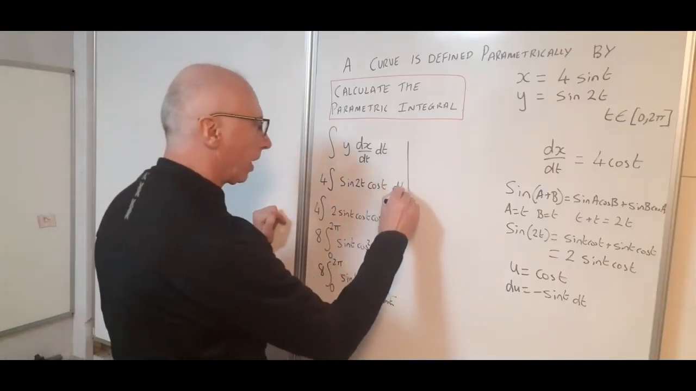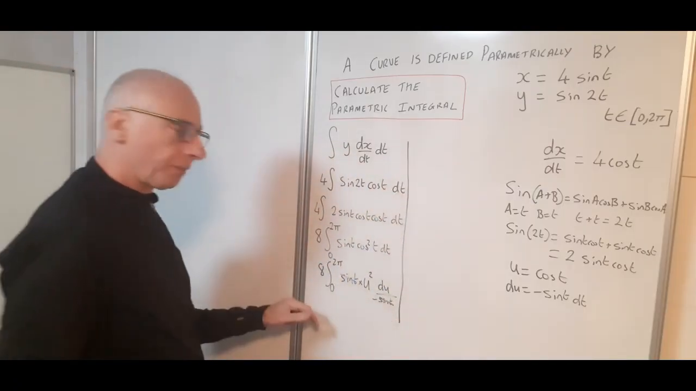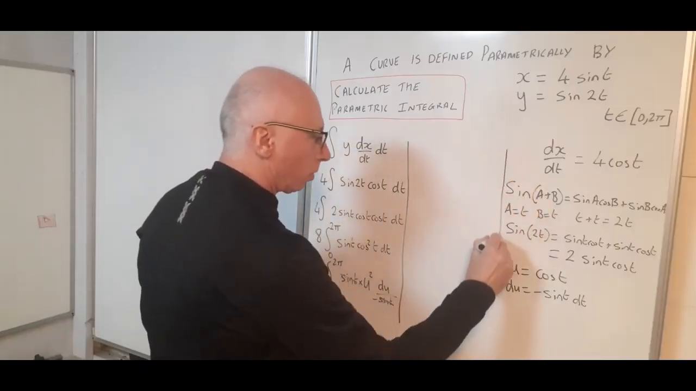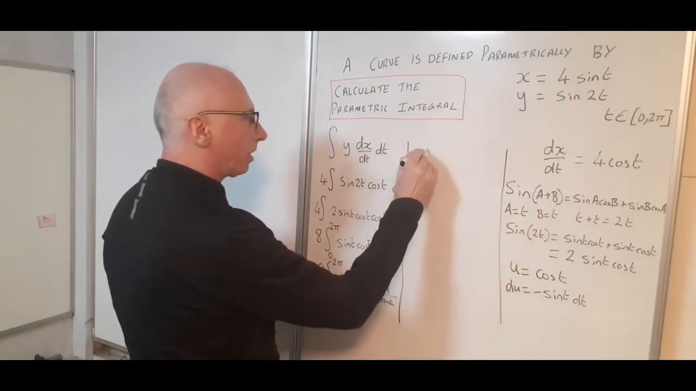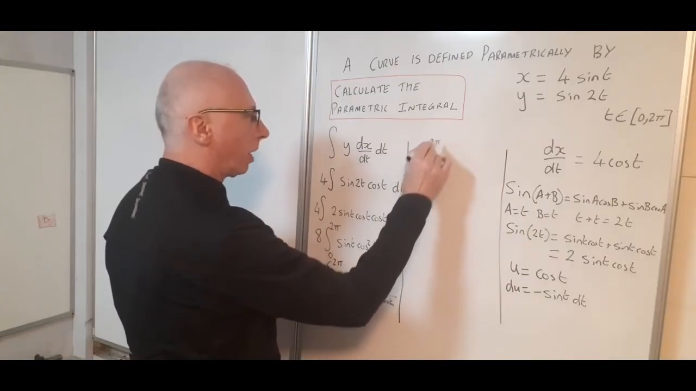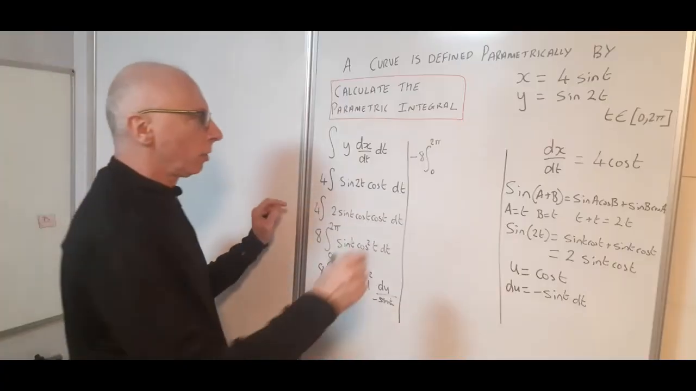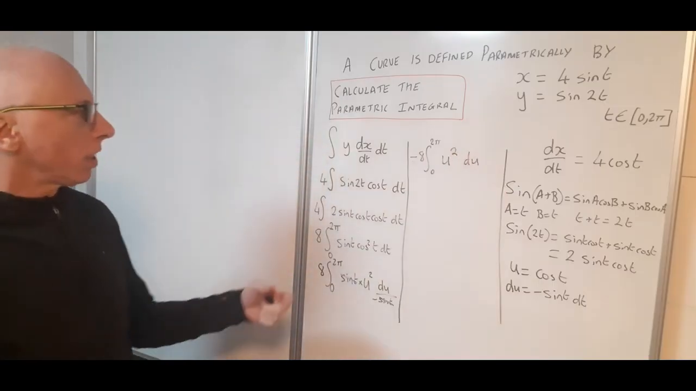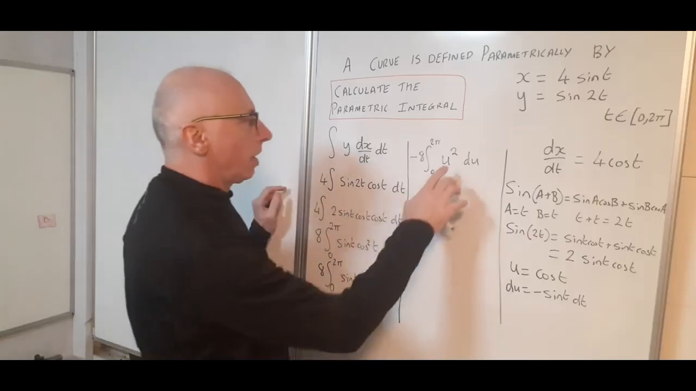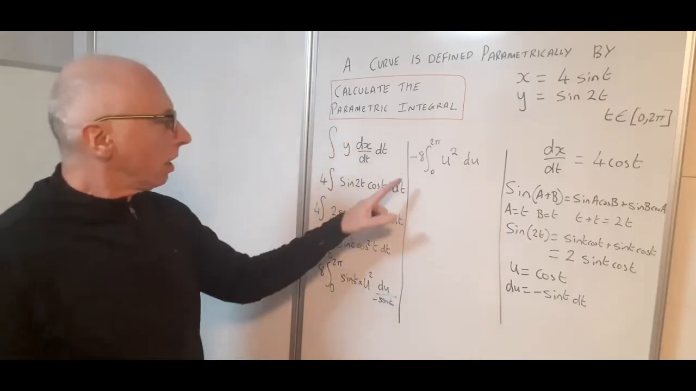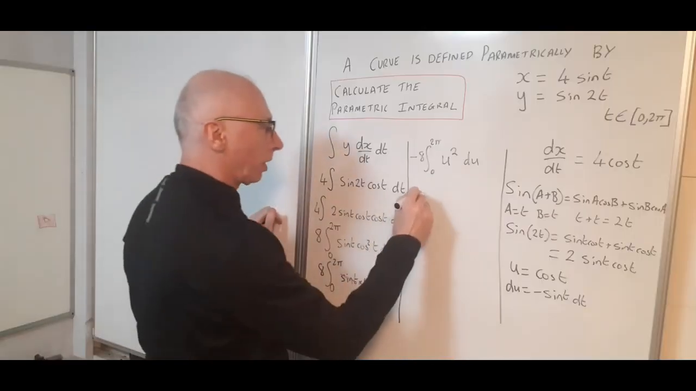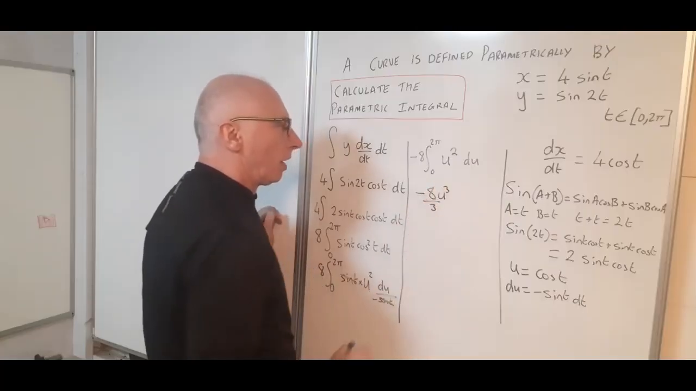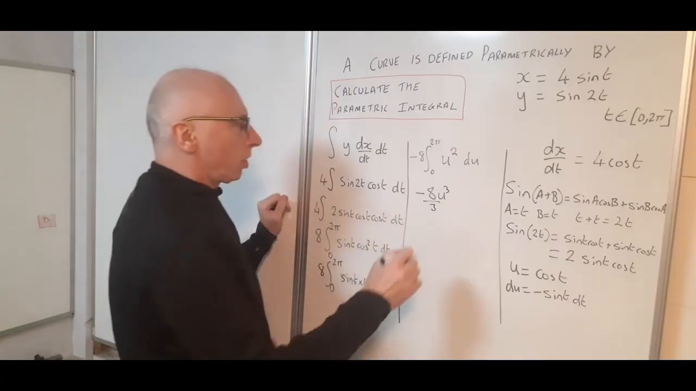So now we've got our integral. This minus sign can come out. So we've got minus 8, 0 to 2 pi, u squared du. So nice straightforward integral, which is just the power rule. Integrating that, we raise the power by 1 and divide by the new power, multiplied by minus 8. Nice straightforward calculation. So minus 8 u cubed over 3, calculated from 0 to 2 pi.